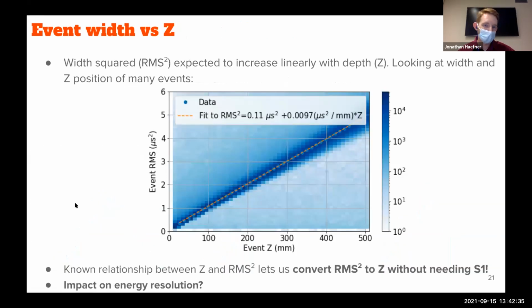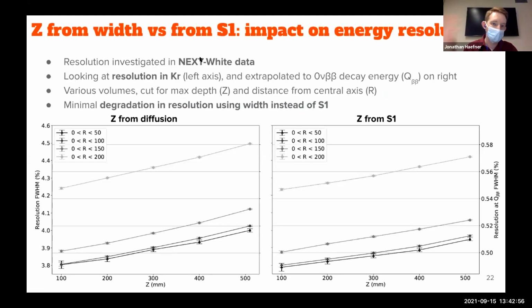Indeed, when we plot for many krypton events RMS squared versus Z, we see the expected linear trend. This allows us to convert between Z and RMS and get Z from RMS without needing S1. Does this have an impact on the energy resolution is the key question, though. So we looked in NEXT-White data that's just finished running. We're looking at the resolution in krypton, and you can see that on the left axis and extrapolated to Q beta beta on the right.